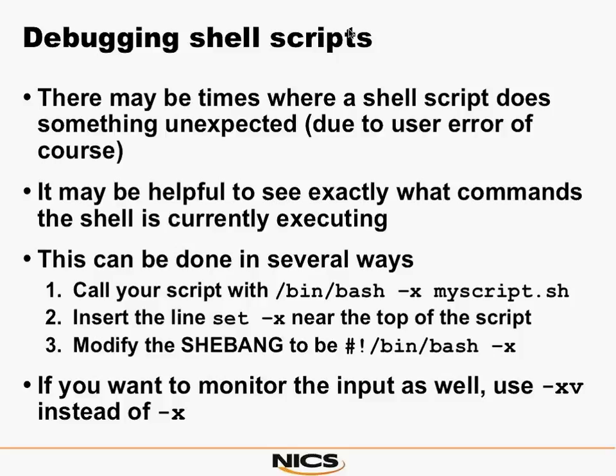There are times when a script is doing something unexpected and you want to try to figure out why. You can either call the script using bash, passing it the dash x parameter when running the script. You can insert the line set -x near the top of the script, or modify the shebang. Additionally, if you want to see the values that you're using, you can use -x.